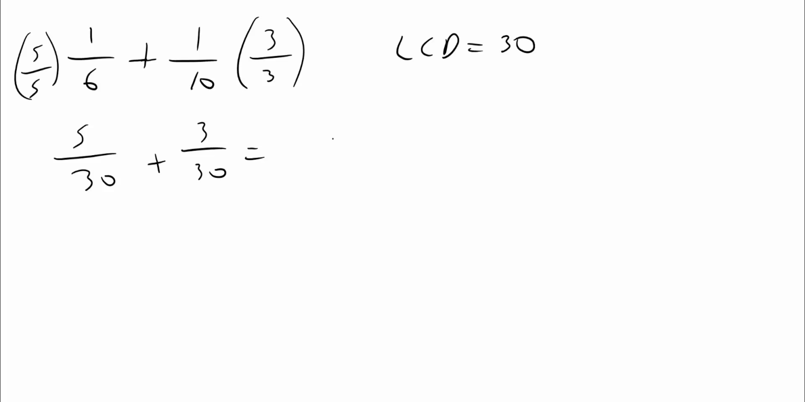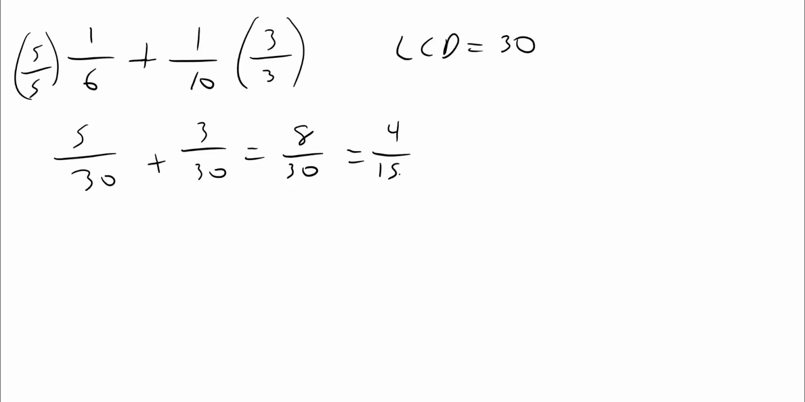which gives me 8 over 30, which I can reduce, which you always want to, okay? You want to reduce, and that's going to give you 4 over 15.